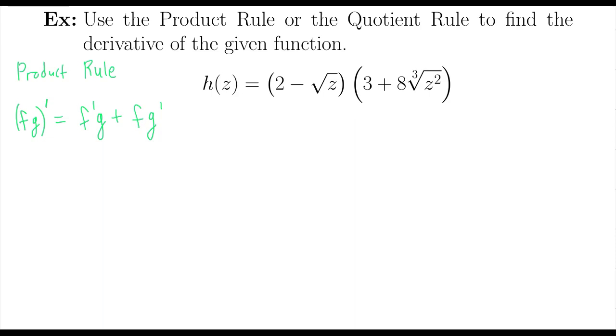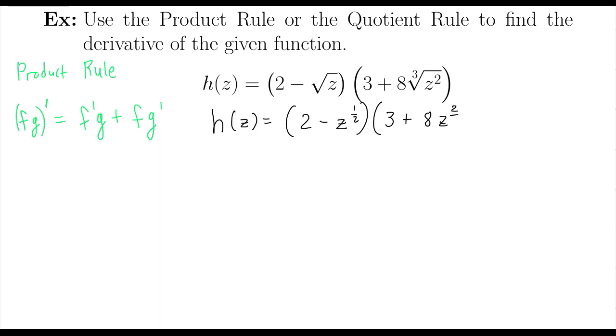All right, so what does that look like? Well, first of all, let me rewrite this to get rid of the square roots. That just makes it a little bit easier. So h of z is equal to 2 minus z to the 1/2 power times 3 plus 8z to the 2/3 power. So if I can write that up a little bit higher.